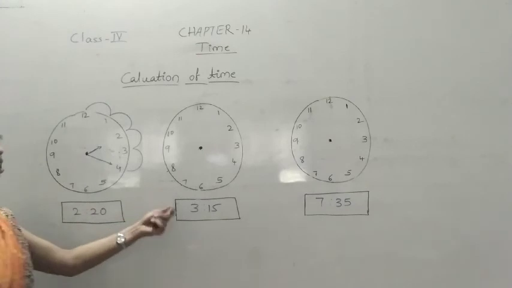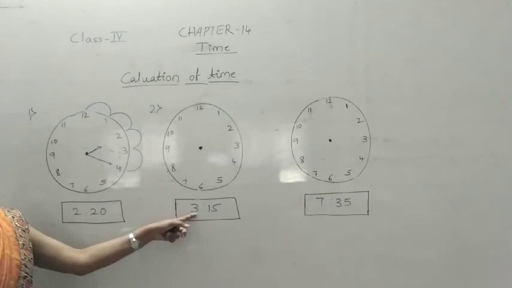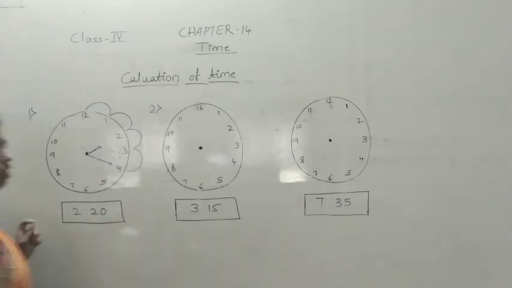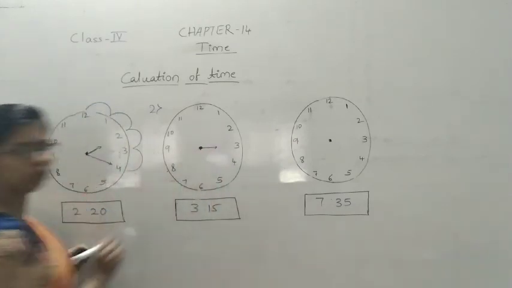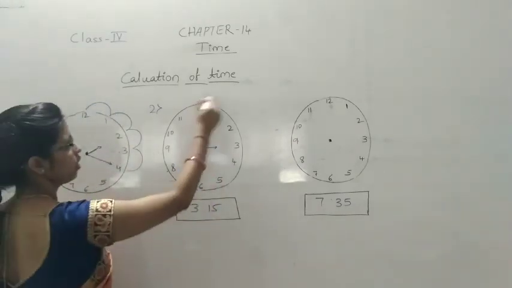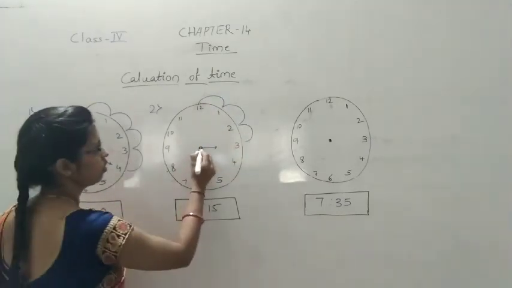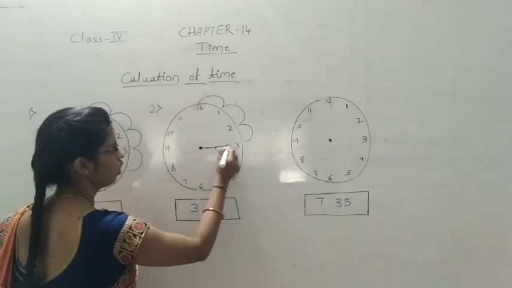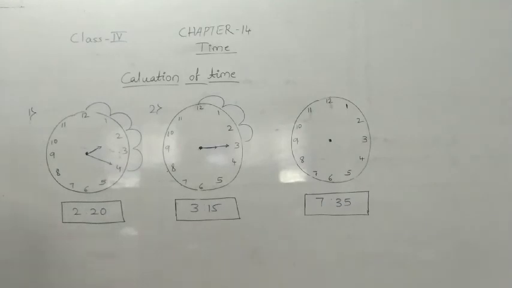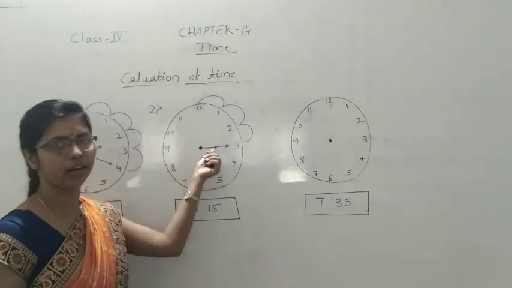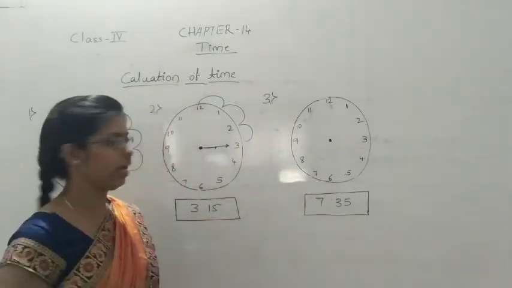See, in the second picture, what have they given? 3 o'clock, 15 minutes. 3 o'clock means the small needle is at 3. 15 minutes, here to here, 5, 10, 15 means that is also at 3 only. So the big needle and small needle overlap.